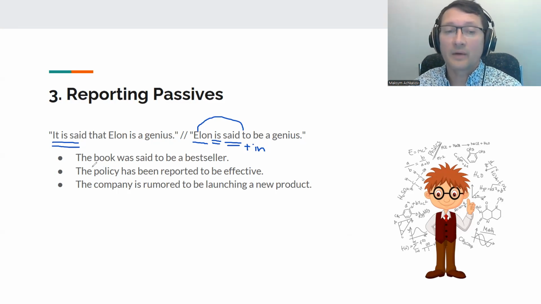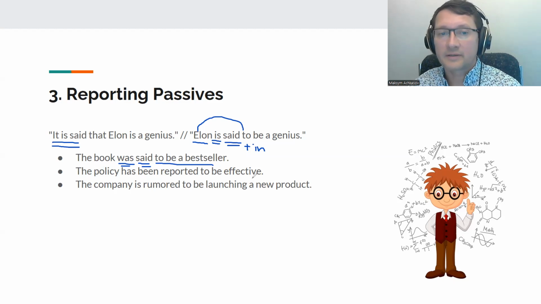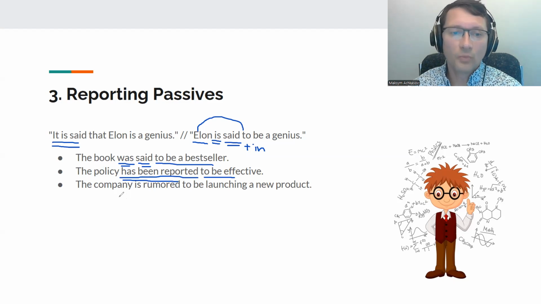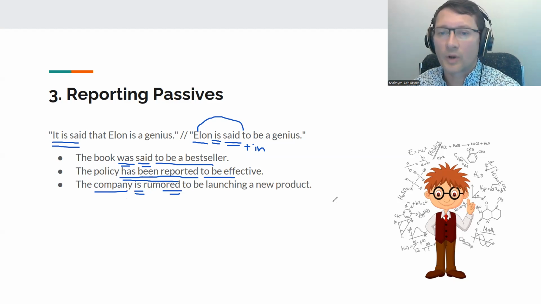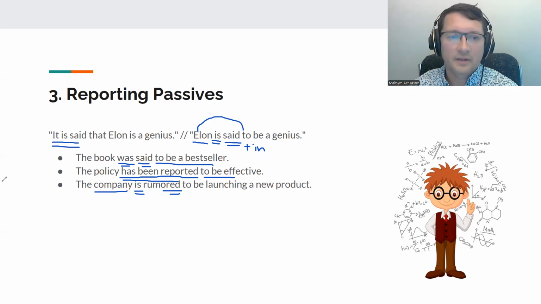Or we could also speak about something in the past. The book was said, and again infinitive form, to be a bestseller. The policy has been reported to be effective. Has been reported, and I think you have guessed that this is actually present perfect. And again infinitive form, to be effective. The company is rumored. There are rumors over the company. The company is rumored to be launching a new product. Okay, so reporting passives. That is another example.